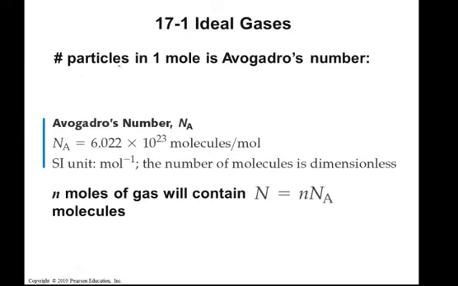Okay, we said n is the number of moles, and the number of particles in a mole is called Avogadro's number. And Avogadro's number is 6.022 times 10 to the 23rd. That's how many molecules are in a mole, kind of like 12 is how many things in a dozen. So if I want to find the number of moles of gas, I'm going to have to take my number of molecules, which is N, and divide by Avogadro's number, which is 6.022 times 10 to the 23rd. And that would tell me how many moles that I had.